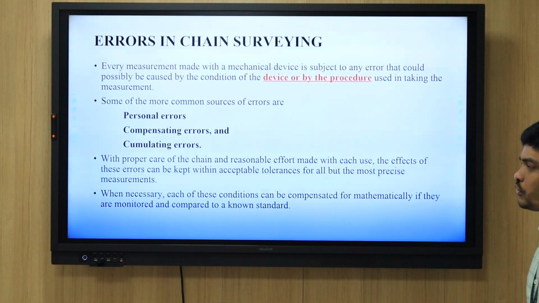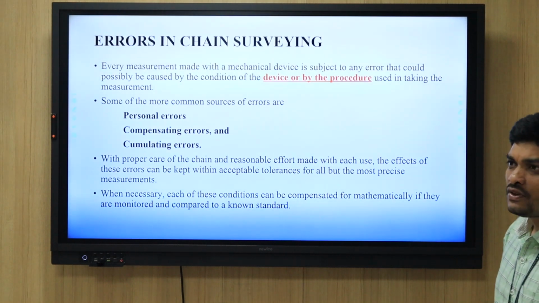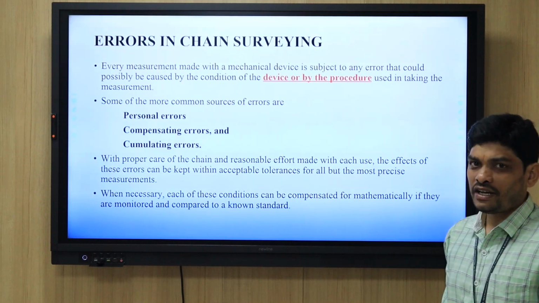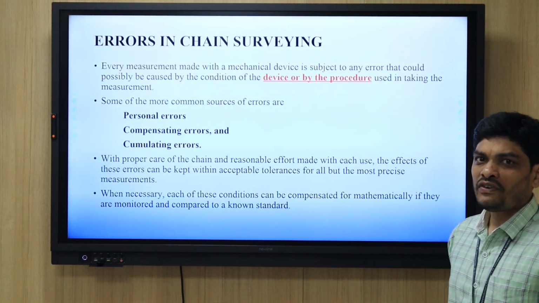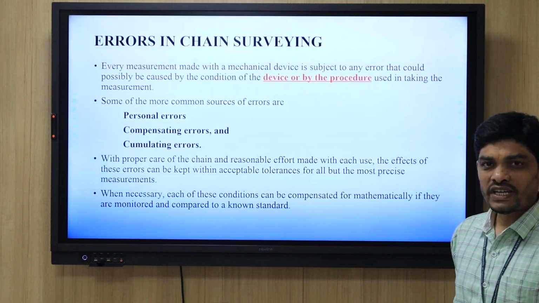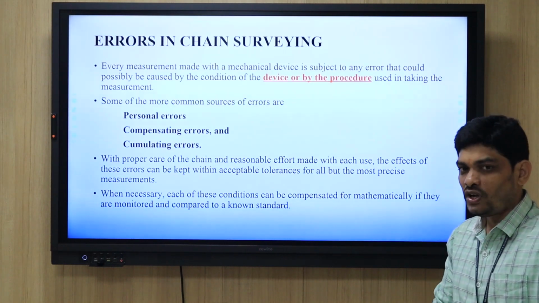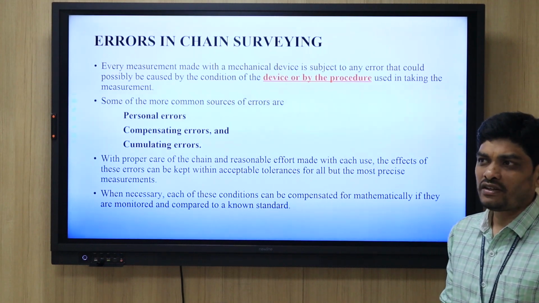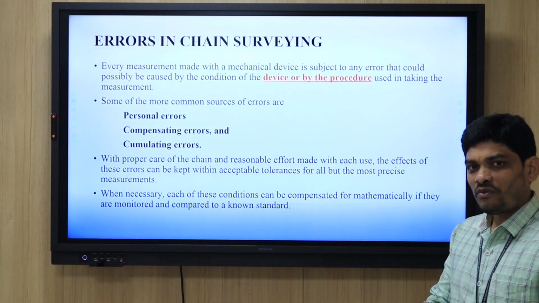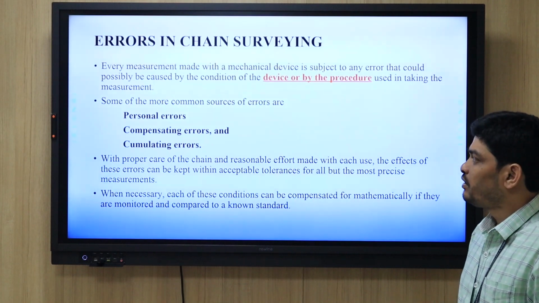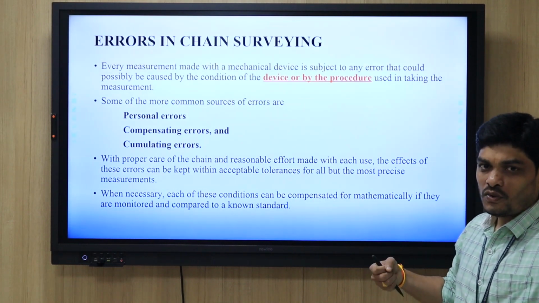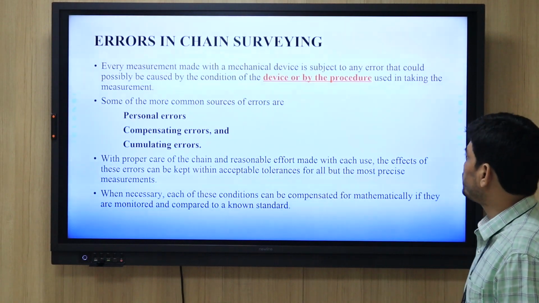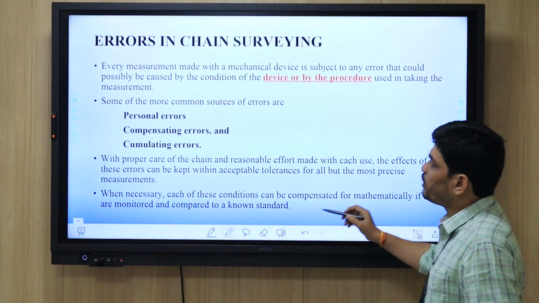Okay, when we are doing chain surveying, a lot of errors will be there. The reason is the chain is an iron material, so there is uneven expansion. At the same time, the chain is a heavy material. When we are pulling, if you pull strongly, steel is somewhat better in tension, so some more tension will be there. If we hold it loosely, some sagging will be there. So there are some errors, like personal errors.